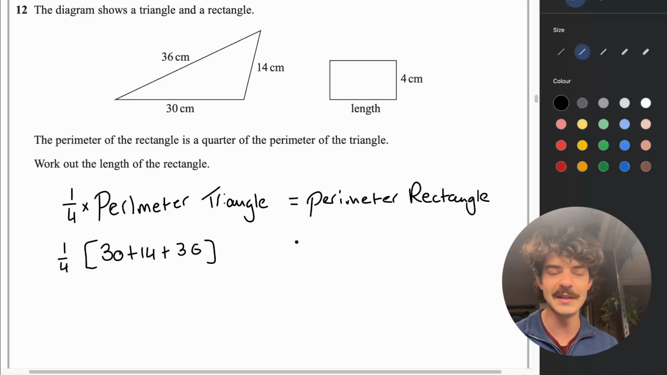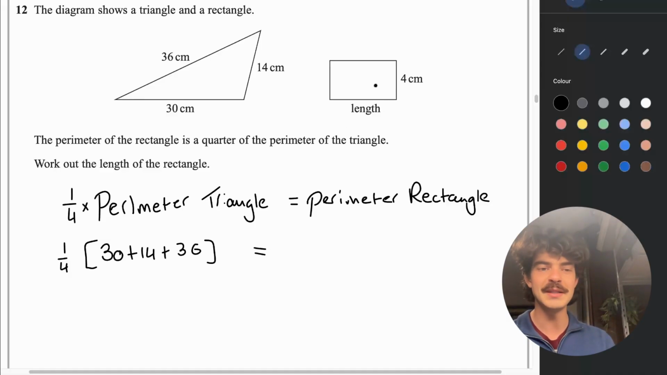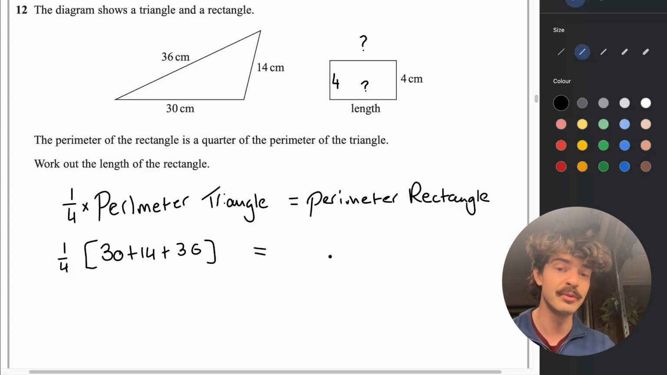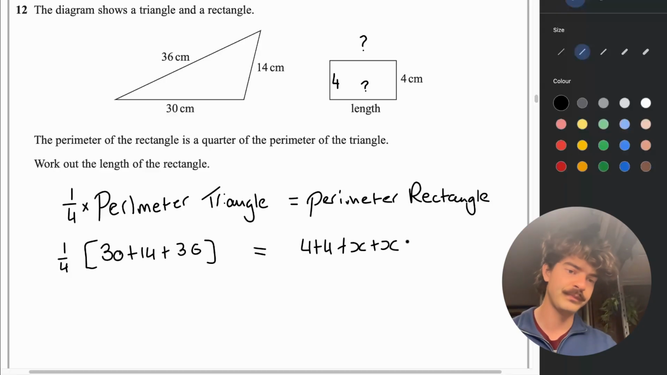We know it's going to be equal to the perimeter of the rectangle, but we're actually missing the length in these. But we know it's a rectangle, which means that the left-hand side over here must also be 4. We're just left with a question mark length at the top and a question mark length down here. Suppose we call both of them x, then the perimeter of our rectangle would be 4 plus 4 plus x plus x. Okay, we'll come back to those x's in a moment.